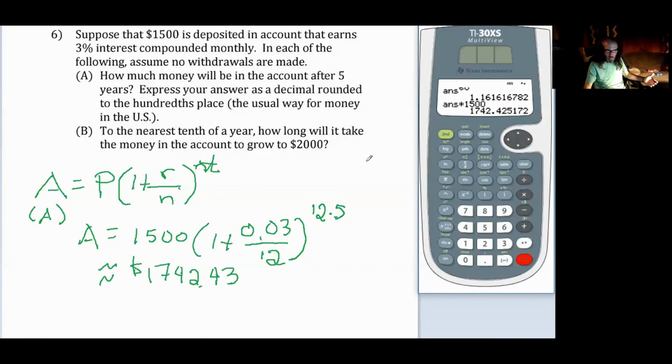The interest rates, how many times per year, and the number of years, those are all pretty low.